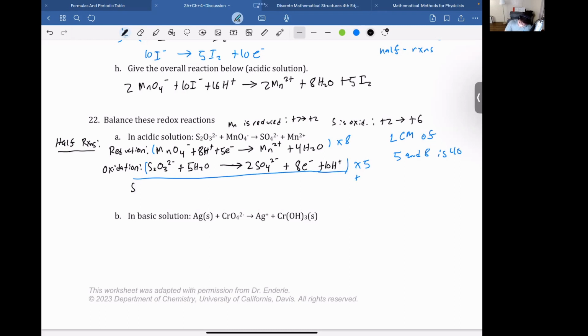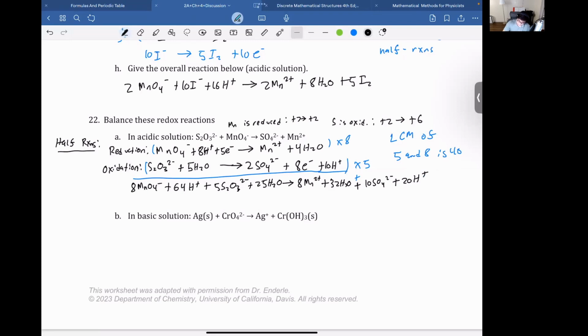We have 8MnO4 minus, right, and I'm doing the multiplication at the same time, plus 64H plus, and then the electrons will cancel out, so I'm not going to write that in, plus 5S2O3 2 minus, plus 25H2O yields 8Mn2 plus, plus 32H2O plus 10SO4 2 minus plus 20H plus.